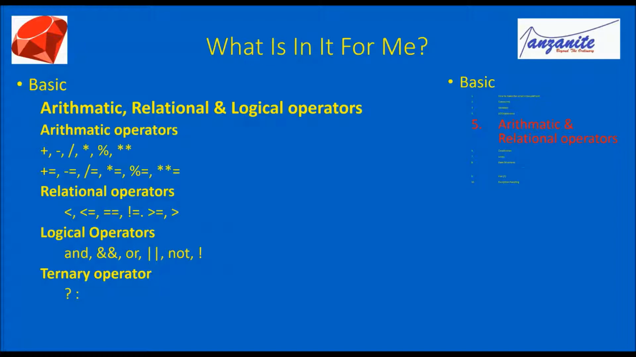The question mark colon, people who work with C would have definitely seen this. This is the ternary operator. So we have seen some examples with respect to arithmetic operators. We will see the other operators when we move forward. Any doubts, any questions?